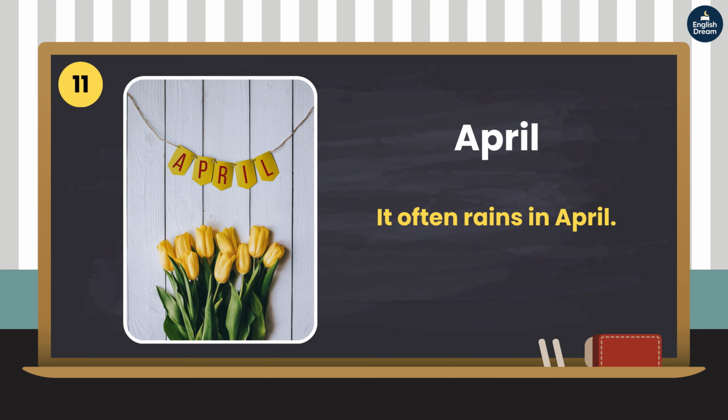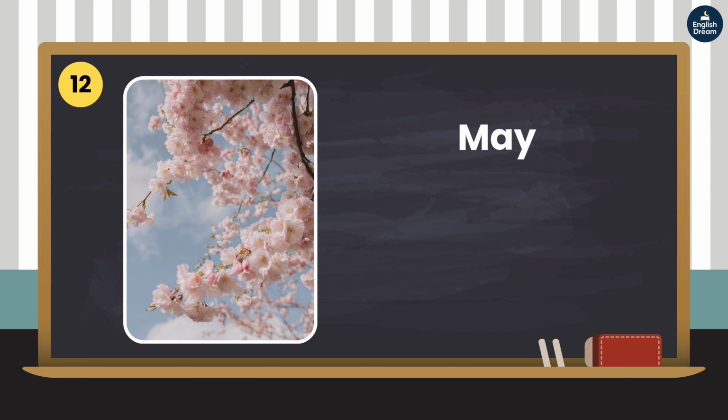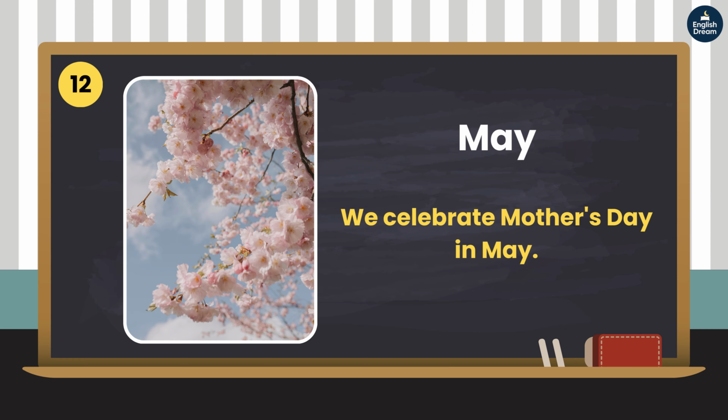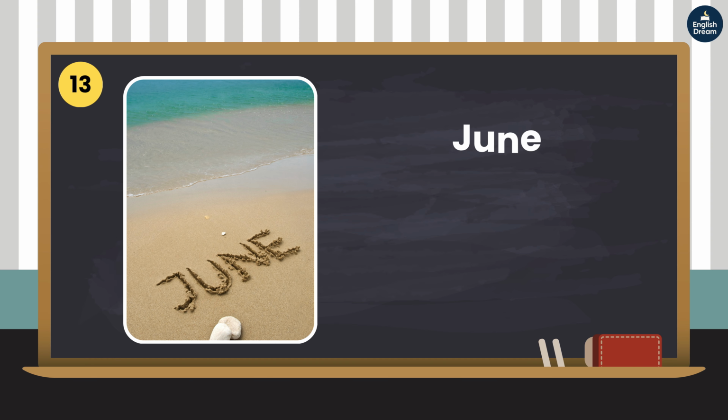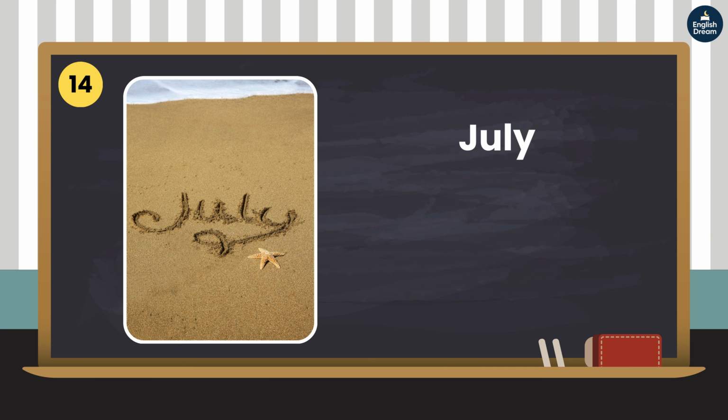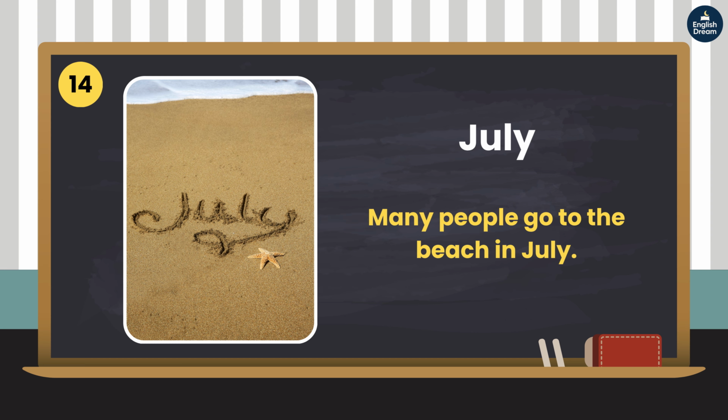April. It often rains in April. May. We celebrate Mother's Day in May. June. School usually ends in June. July. Many people go to the beach in July.